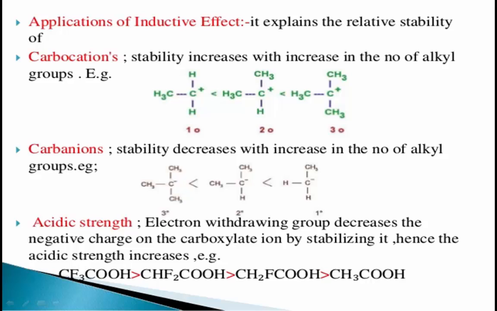This inductive effect explains the electron withdrawing group decreases the negative charge on the carboxylate ion by stabilizing it, hence acidic strength increases. Remember this point, electron withdrawing group decreases the negative charge on the carboxylate ion by stabilizing it, hence the acid strength increases. It is observed in the pattern.